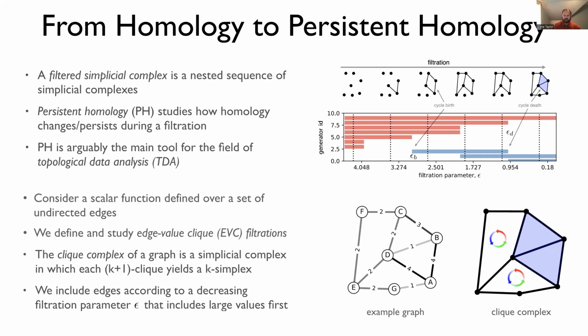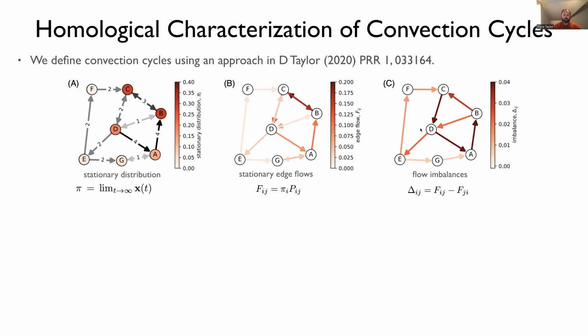Okay, so we're going to use this technique to understand and study convection cycles for network flows. So I introduced an approach where we consider a stationary distribution for, I'm just looking at the random walk, discrete time random walk. We have the stationary distribution over the nodes. And then for each edge, I can define the stationary flow across an edge, which is just the stationary distribution times the probability the walker goes from i to j. So that's the stationary flow across i to j.